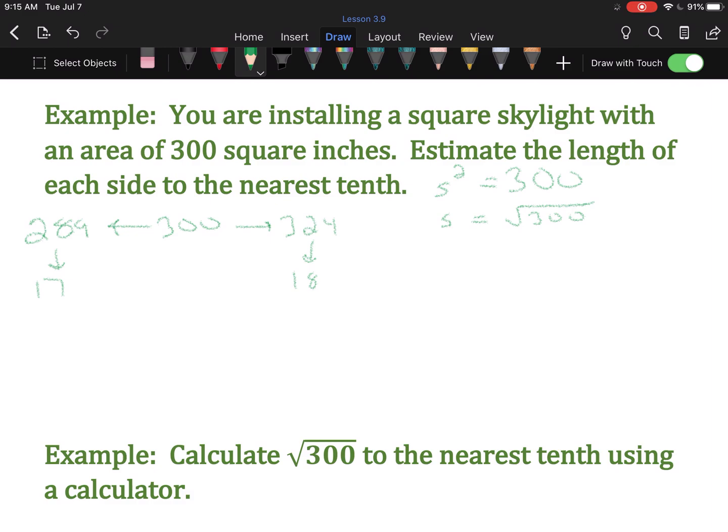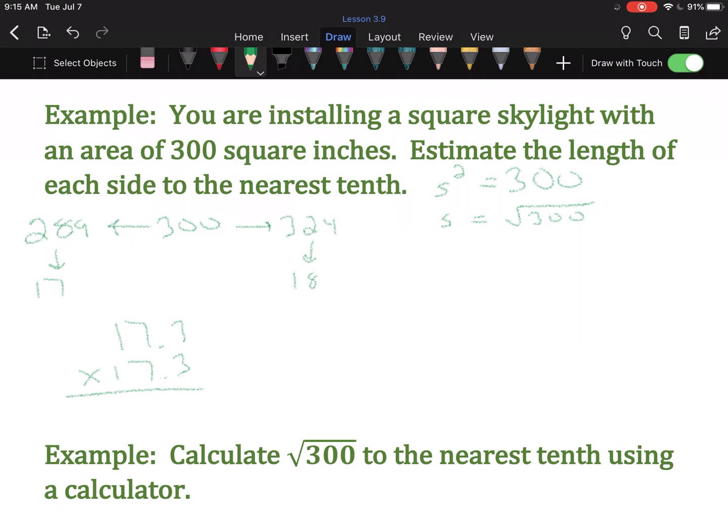Now, we could sit here and do 17.1 times 17.1, 17.2 times 17.2, 17.3 times 17.3. We could do all of them. I don't want to. It's too much work. Instead, 300 is a bit closer to 289, it's 11 bigger, than it is 324, it's 24 smaller. So that tells me I probably want to try something closer to 17 than 18. For example, 17.3 is closer to 17 than 18. I want to choose a decimal that's closer.